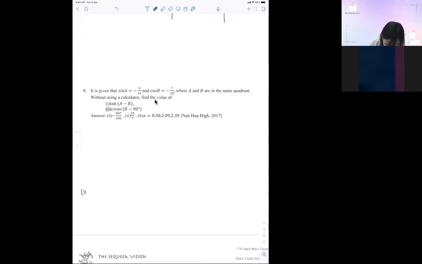If we see here part two, you know that is cosecant. Okay, so cosecant is what? Cosecant is 1 over sine. Yes, 1 over sine of (b minus 90). Okay, there's two ways to do it. Number one, you can use the addition formula to expand this. Number two, we can make use of sine(90 minus theta) is cosine theta.